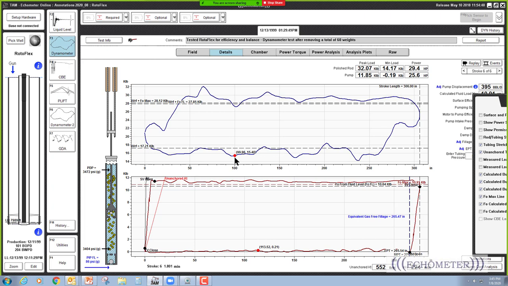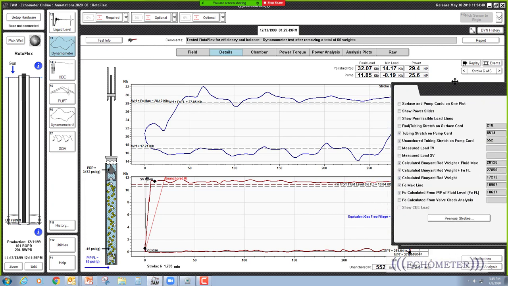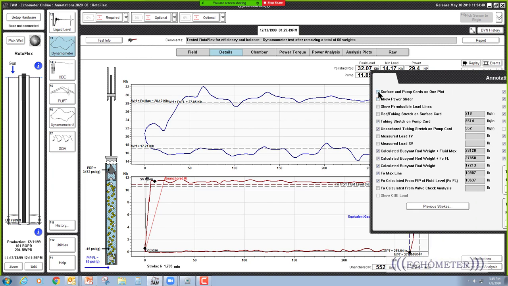Now, if you had a shallow well, then the surface loads would cross over the pump card loads, and it may make it less clear. So one advantage to having this checkbox would be to use it for a shallow well where the surface card and the pump card load lines are crossing each other.